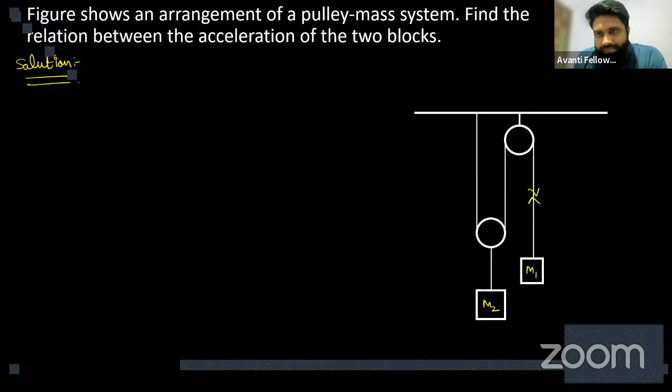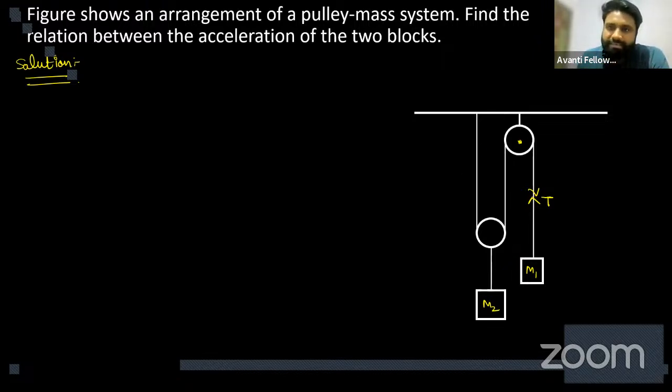Firstly, let us assume the tension in this string is T. ठीक है? Always start assuming the tension from the pulley which is fixed. ठीक है? यहाँ पे ये पुली क्या है? फिक्स पुली है. This pulley is the movable pulley. ये अप एंड डाउन जा सकती है. So always start your FBD or the tension arrangement from the fixed pulley. ठीक है? हमेशा. It will make the task easy for you.